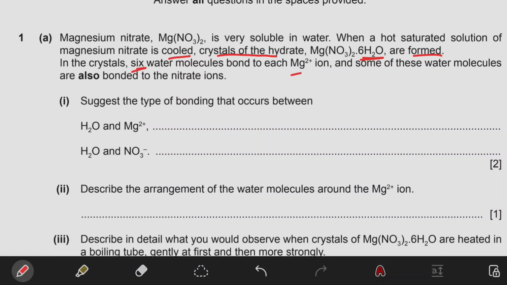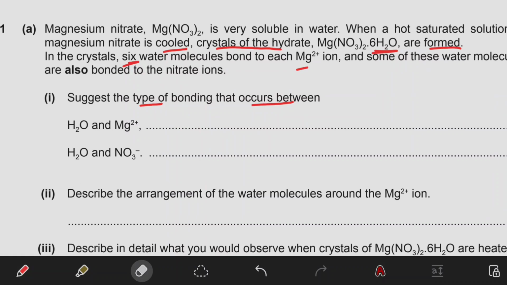Suggest the type of bonding that occurs between water and the magnesium ion. So that would be, as you have studied, dative covalent. And between water and this nitrate ion, do not mistake this for any other bonding, but this is hydrogen bonding.